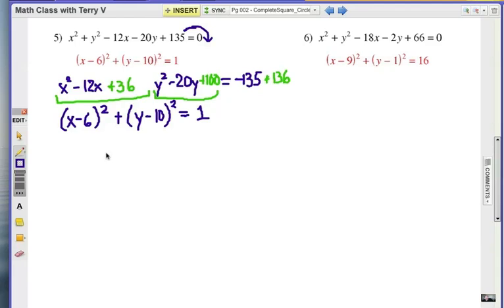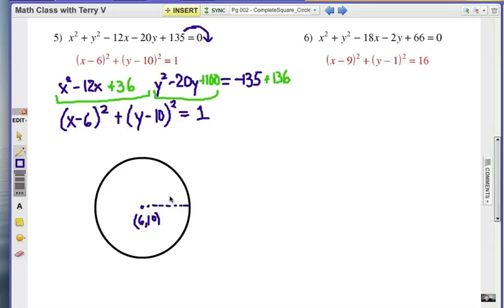Now what does that mean for the circle graph? If we were to graph this on a coordinate set of axes, we would locate the center at h, k, which is 6, 10, right? And we would have a radius of 1. Okay, not a very big circle, but the radius would be 1. So very easy to graph. All right, let's look at the next one, number 6.